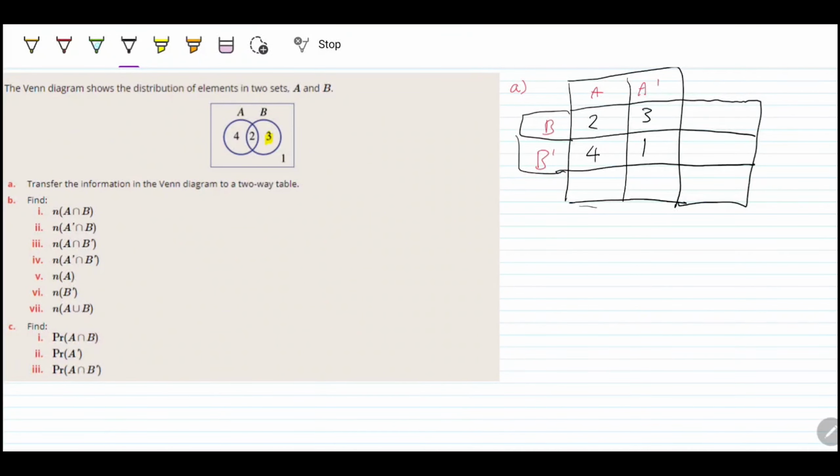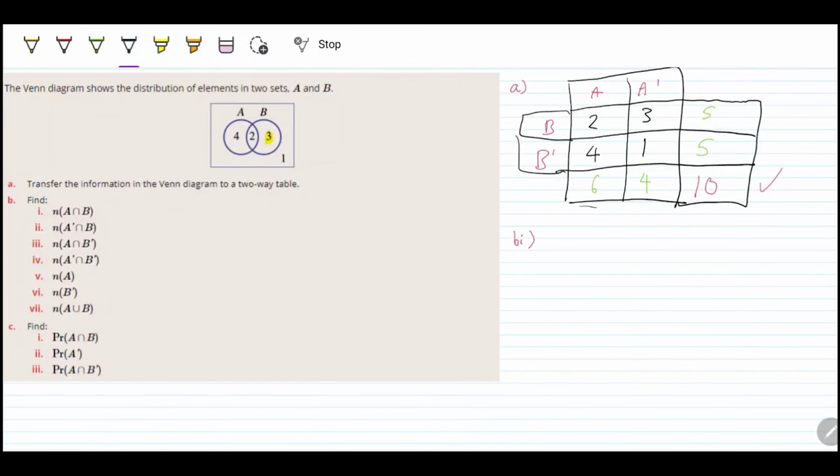So now we can fill in our totals. 2 and 4 will give us 6, 3 and 1 will give us 4, 2 and 3 will give us 5, 4 and 1 will also give us 5, and we'll notice very quickly that both of them across and this way will give us 10. If these numbers match up, so 5 and 5 are 10, 6 and 4 are 10, you know we've done it correctly.